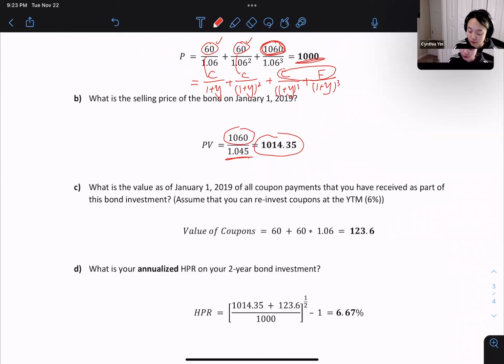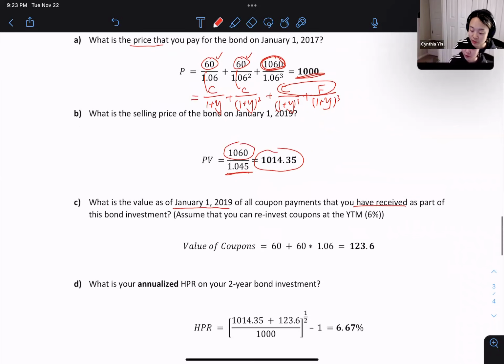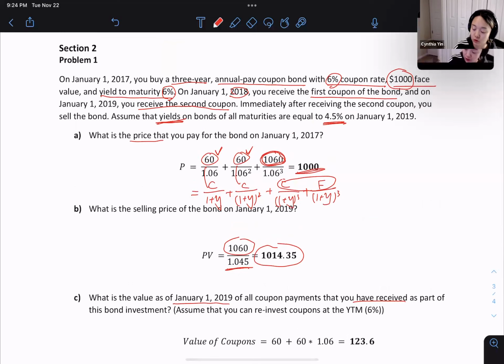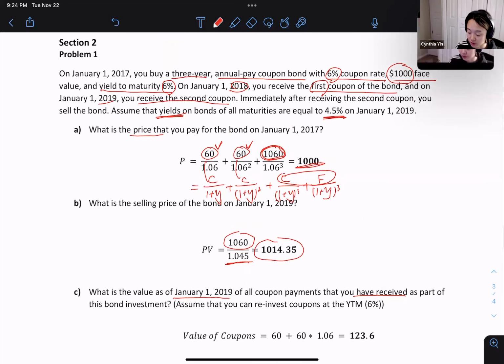What is the value on January 1st, 2019 of all the coupon payments that you have already received? Remember, you received the first two $60 coupon payments as part of the bond. Suppose every time after you receive a coupon, you immediately invest it. You get the first coupon payment in 2018, and you can reinvest that one for 1 year all the way to 2019. And in 2019, you will get another coupon payment, which is $60.